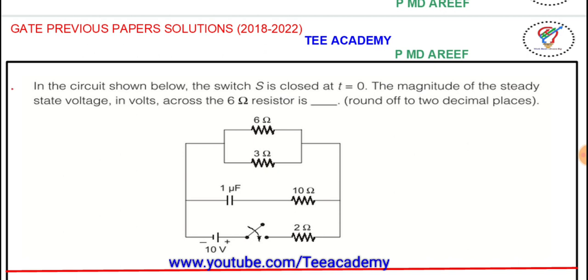Now, the question here is: in the circuit shown below, the switch S is closed at t is equal to 0. The switch is closed at t equal to 0, which means at t equal to 0 minus the switch is in open state. That point you have to understand. The magnitude of the steady state voltage in volts across the 6 ohm resistor is, so understand here, the steady state voltage.